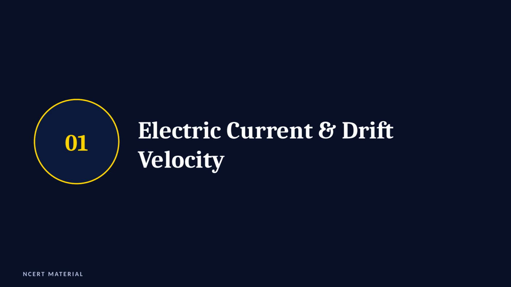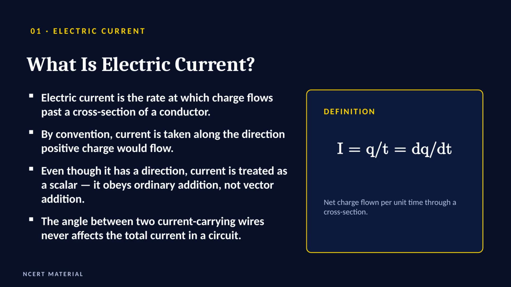Electric current and drift velocity. So, what exactly is electric current? Electric current is simply the rate at which charge flows past a cross-section of a conductor. By convention, we take the direction of current as the direction in which positive charge would move.